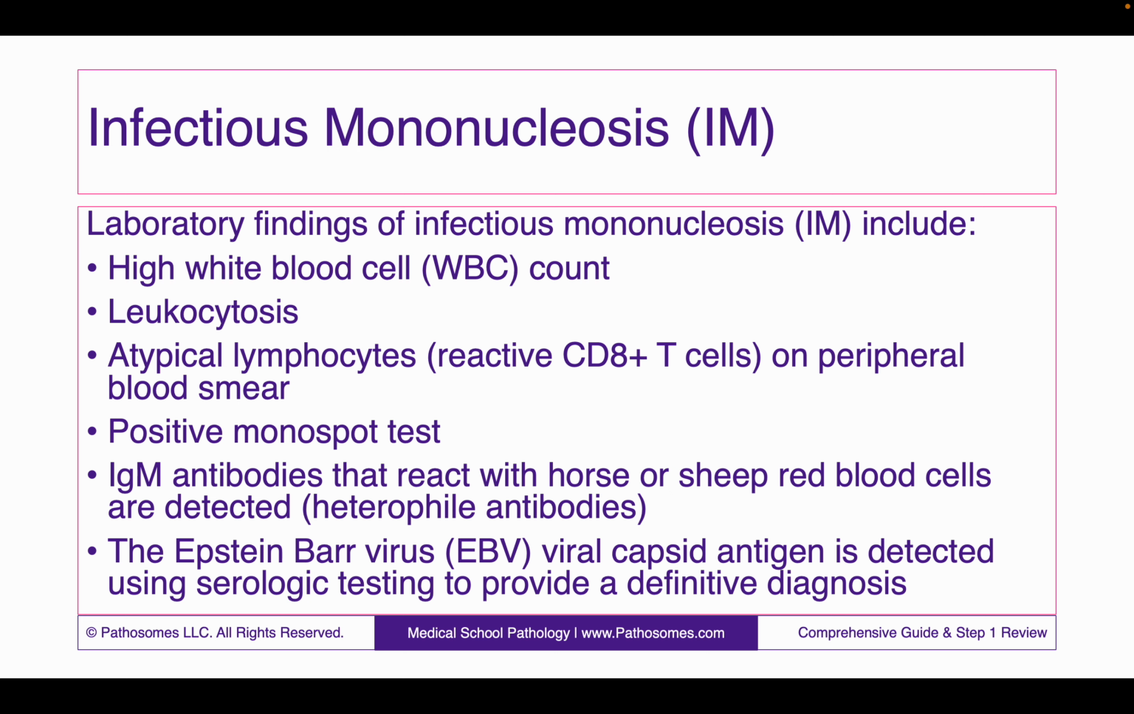Laboratory findings of infectious mononucleosis include high white blood cell count, i.e. leukocytosis, atypical lymphocytes, as you saw now 3 times on the peripheral blood smear. Those are specifically reactive CD8 positive T cells. A positive monospot test. IgM antibodies that react with horse or sheep red blood cells are detected. Those are heterophile antibodies. And also note that the Epstein-Barr virus viral capsid antigen is detected using serology to provide a definitive diagnosis.